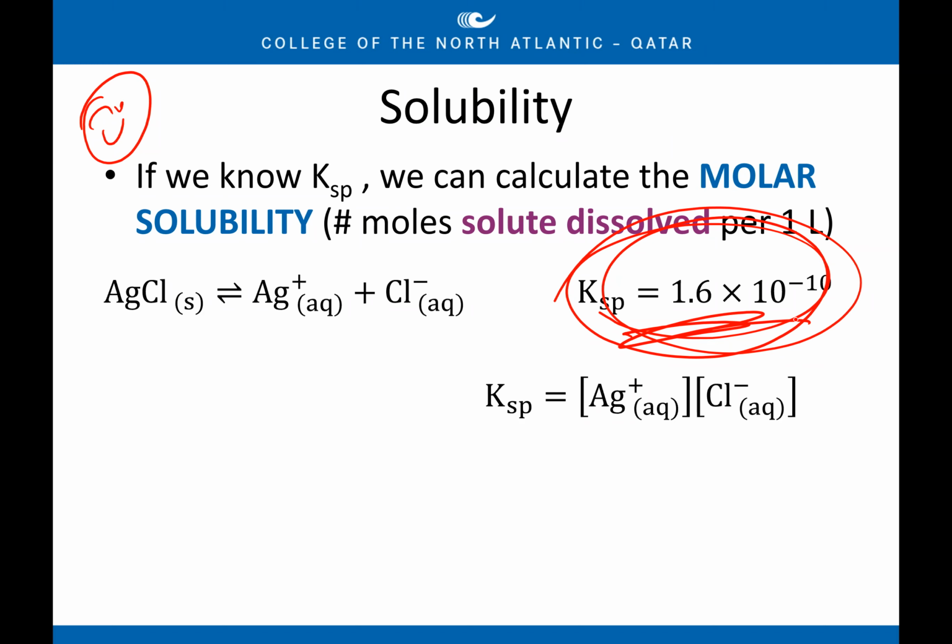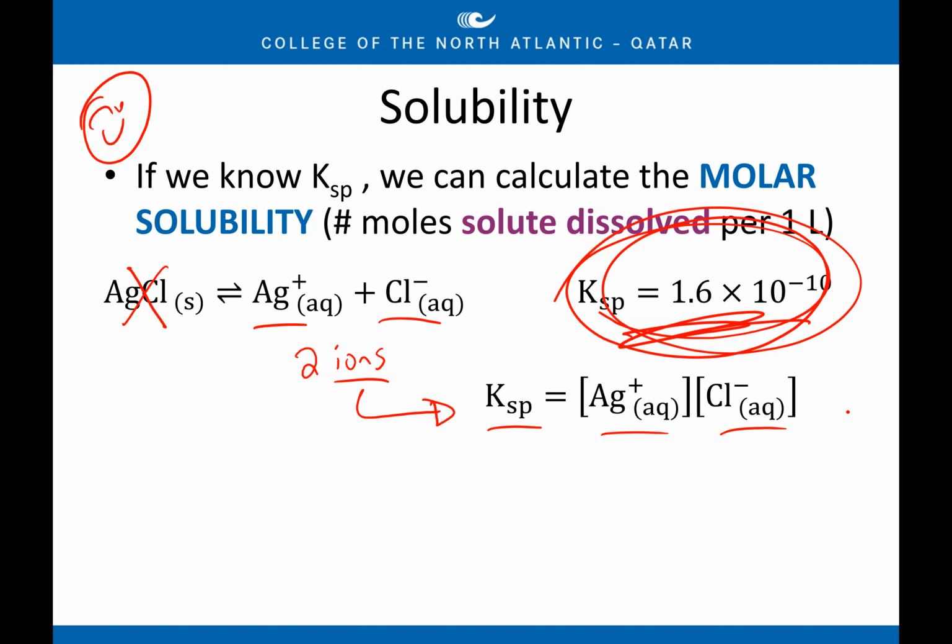First things first, I have AgCl. I don't need the solid. I have it turning into Ag+ and Cl minus. So this is 2 ions. I have 1 silver, 1 chlorine, and I would write that as Ksp equals silver times chlorine. No problem. So this is where I'm nervous.